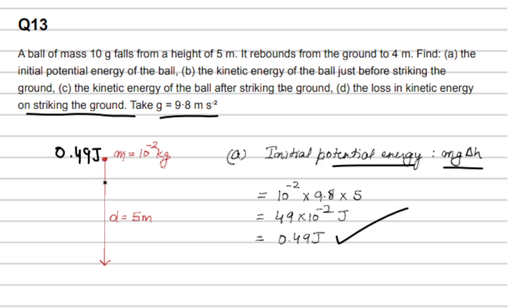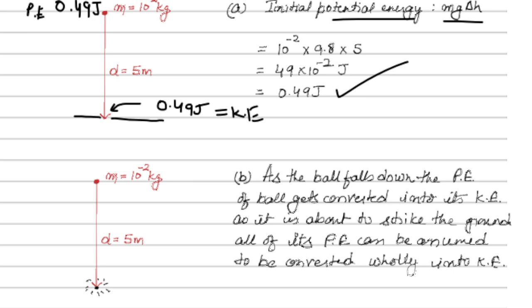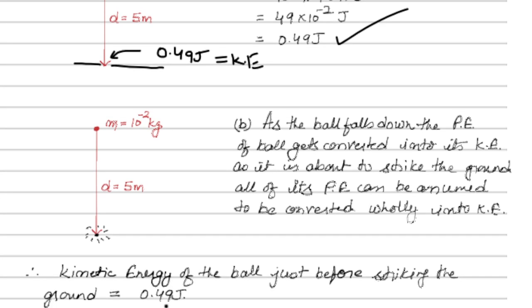Then the fall starts. It falls, speeds up, and all the potential energy gets converted to kinetic energy till it reaches the ground. So this was our potential energy, and before striking, the kinetic energy will be this, because all of the potential energy got converted into kinetic energy. There is no more potential energy. This is due to its speed, because it was stationary here, having potential energy. It sped up and came to the point before striking, having this much kinetic energy. So the kinetic energy of the ball just before striking the ground will be the same 0.49, which it was having at the top.